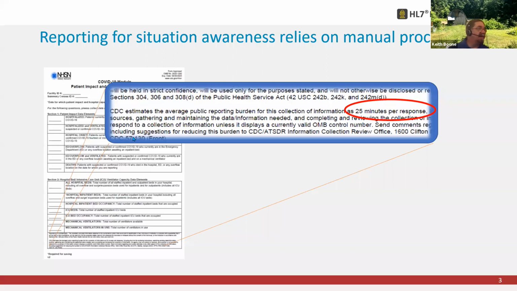And in this one example form, CDC estimates that the cost to the health system for reporting this, or the hospital that's reporting this, is 25 minutes per response. Okay, and so this response is expected once per day by the National Healthcare Safety Network at CDC. You can imagine in a rapidly emerging situation where there's a tremendous amount of activity going on, you'd like to have more reporting done per day, and a lot of organizations are now reporting 4 times per day.